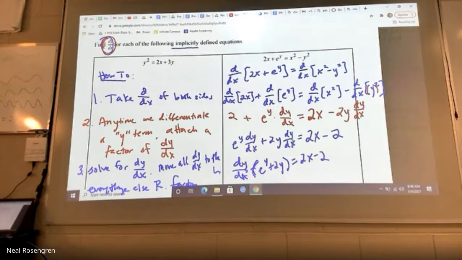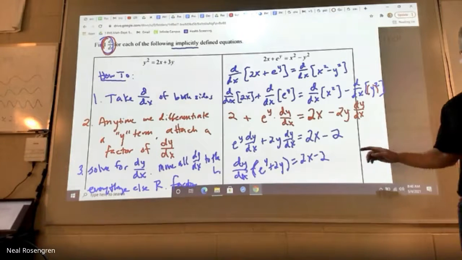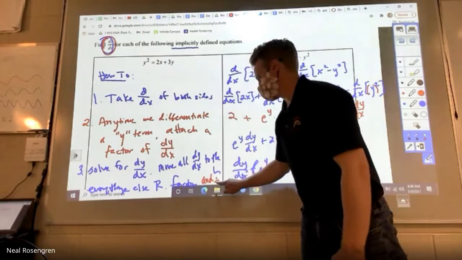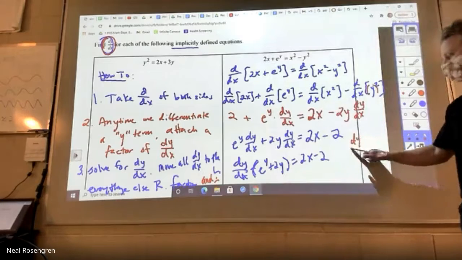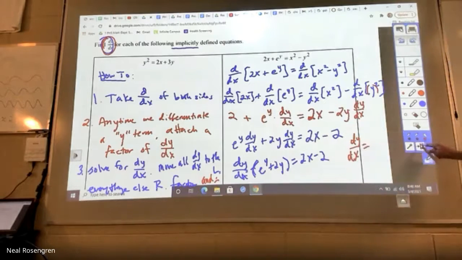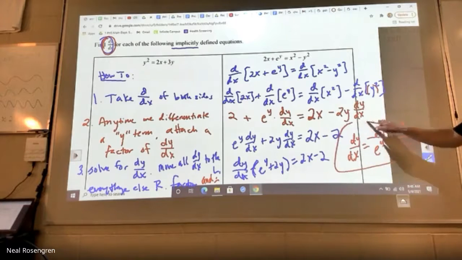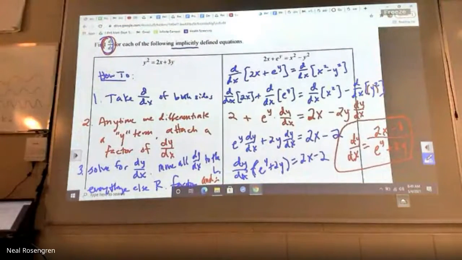Solving for dy dx. What's the last thing we need to do to get to dy dx equals? Divide it away. Factor and divide. Divide by whatever's attached to dy dx. So dy dx equals 2x minus 2 over e to the y plus 2y. And we're done. So whatever this crazy thing looks like, there's a way to stop anywhere you want.